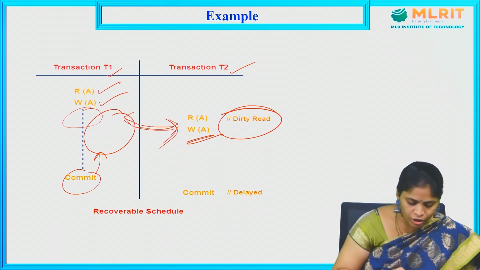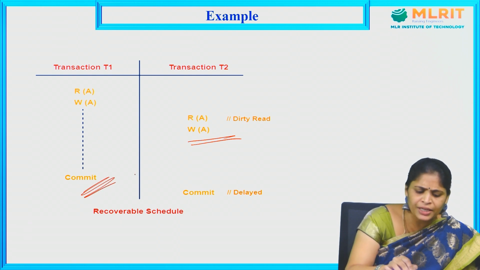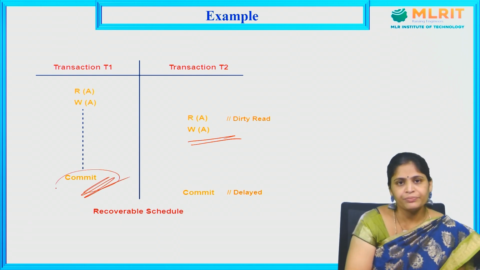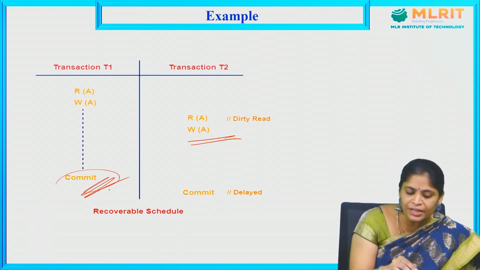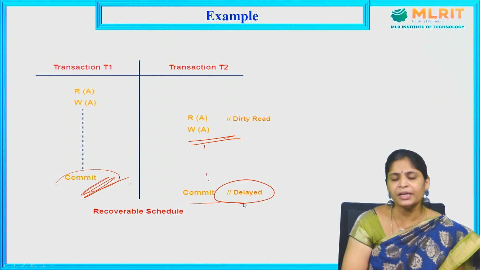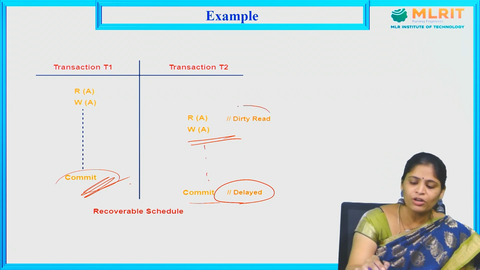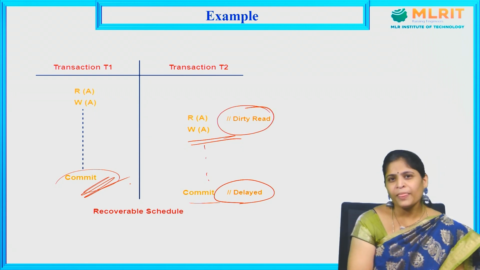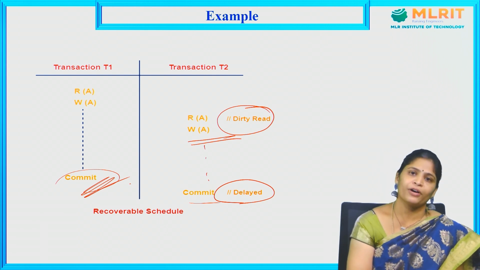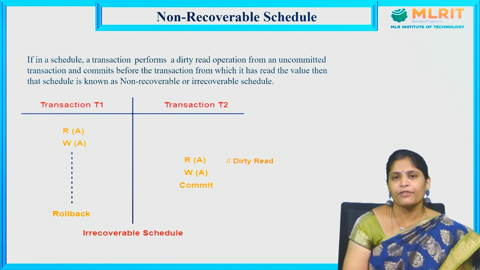And later on, after reading this value, it has been committed. Here it has been committed, and after committing, this commit operation has been delayed. So if we have any dirty reads in our transaction, it may lead to inconsistency of our database.